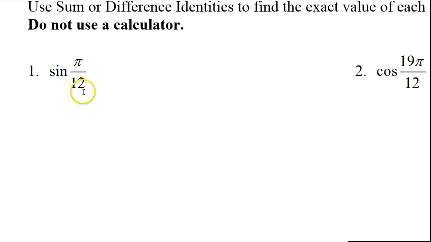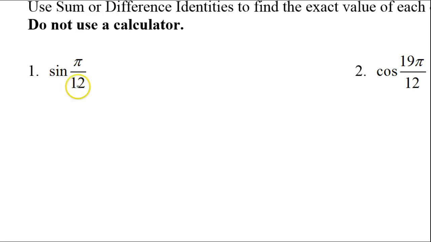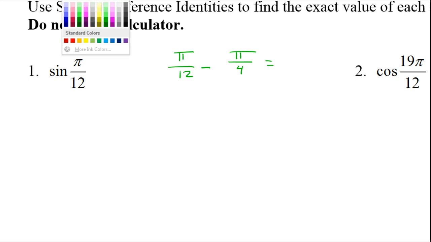To evaluate this, I need to take this non-special angle and break it up into two special angles that involve either pi over 6 or pi over 3 or pi over 4. One method that I use to figure out how to split it up properly is subtraction and a little bit of trial and error. If I have pi over 12 and I subtract pi over 4, which is a common special angle, sometimes this will reveal a useful fact.